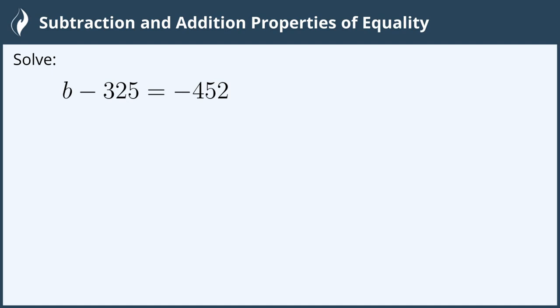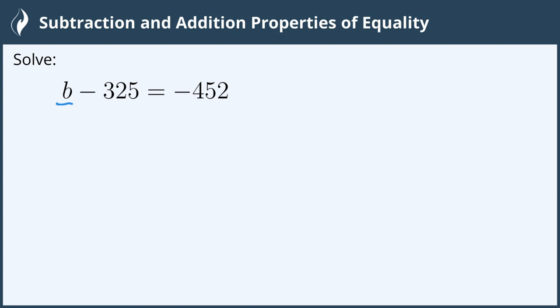Hi everyone! In this video we will use subtraction and addition properties of equality to solve equations. Here we have an equation, b minus 325 equals negative 452. To solve for the variable, we want to isolate it on one side of the equal sign. Since it's on the left side, let's go ahead and keep it there.